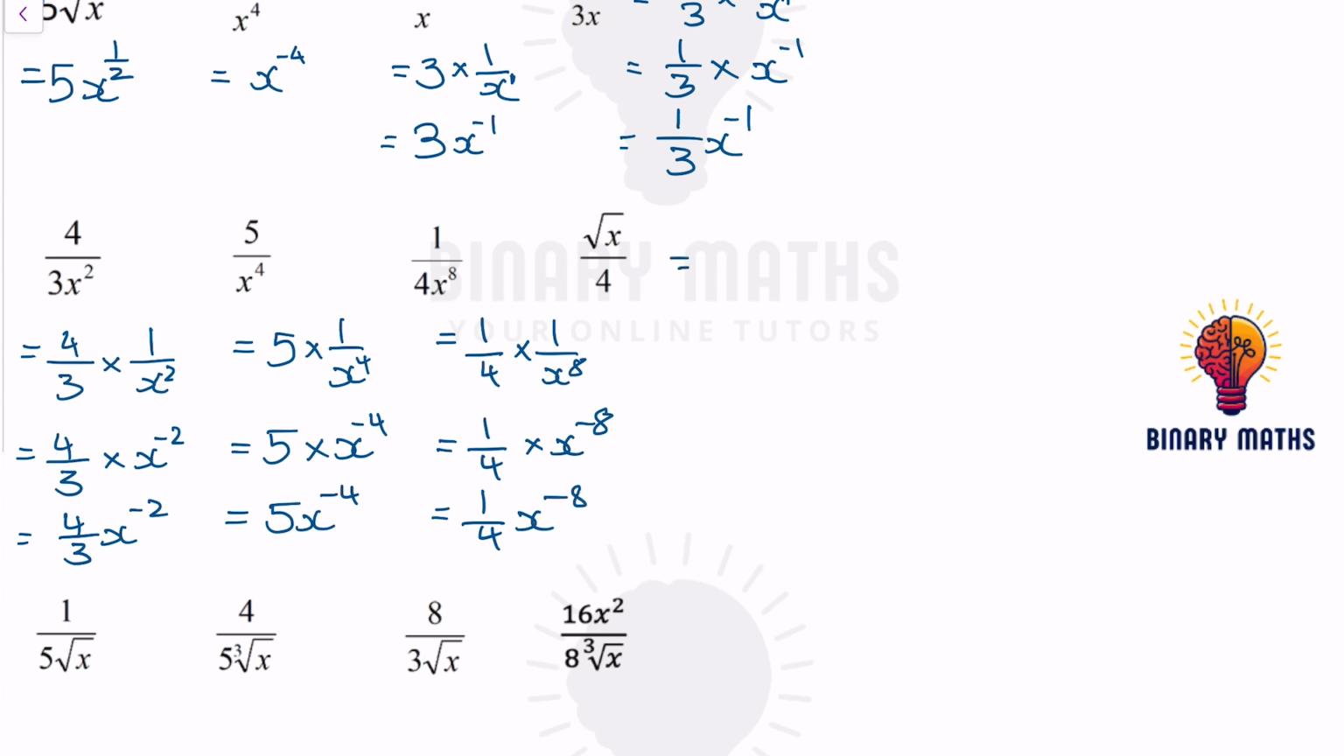Root x over 4 is the same thing as a quarter times root x. Root x is just x to the power of a half, so it's a quarter times x to the power of a half, which simplifies to a quarter x to the power of a half.